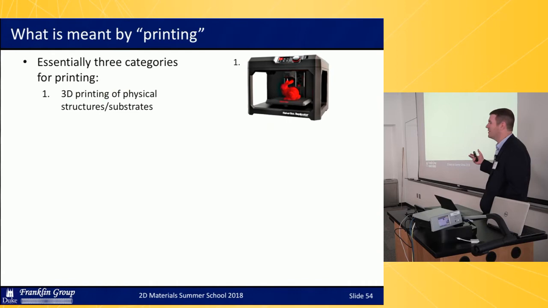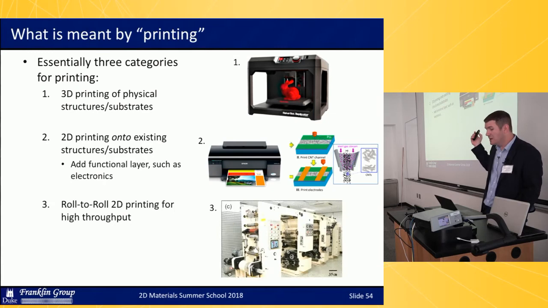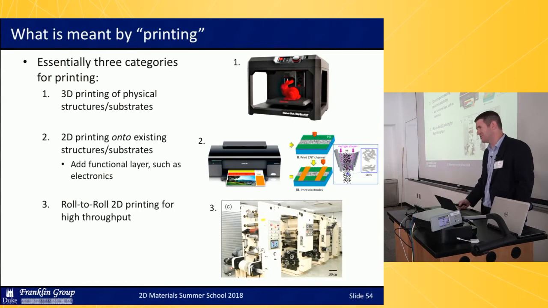So I want to make really clear that there's a difference between 3D printing, like this bunny here, and you can buy these sort of things at fairly low cost, and doing electronics type printing, which would be forms of 2D printing. So one would be printing onto existing structures or substrates, like shown with these printers. The other would be a roll-to-roll or highly manufacturable printing approach. This one is a direct printing. This one is a high-volume manufacturing printing. Both are on two-dimensional surfaces, okay? And I'm going to talk mostly about these sort of guys in print electronics.